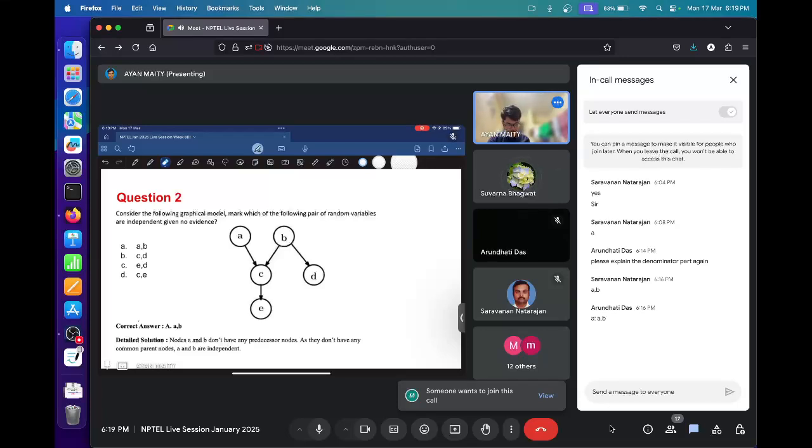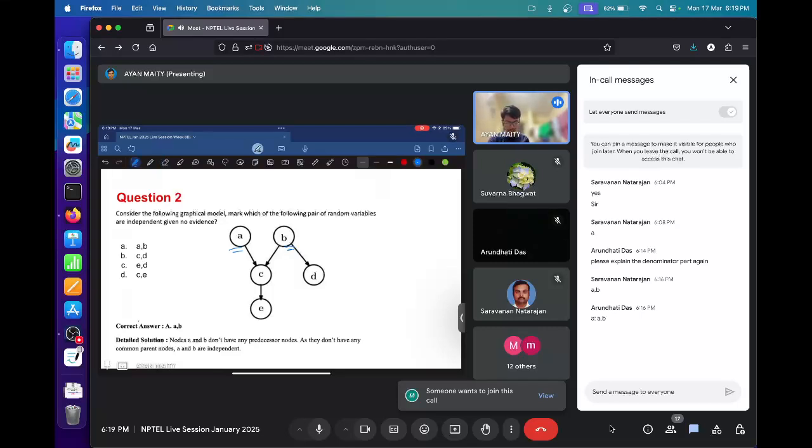Okay. Yeah, in the next question, it is much easier to understand because A and B don't have any other incoming edges, so they don't depend on any other nodes basically. So that way you can also find out.